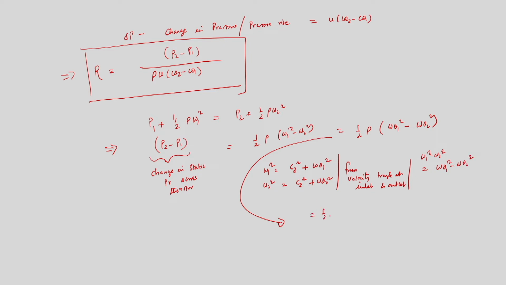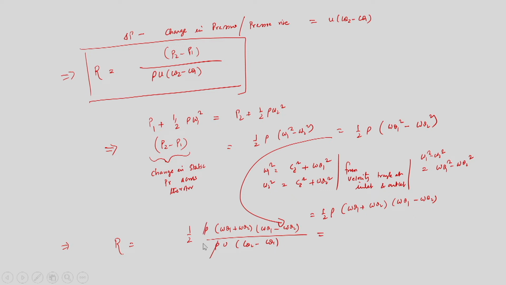So, that will be equal to half rho into (W theta 1 plus W theta 2) into (W theta 1 minus W theta 2). Therefore, the degree of reaction, P2 minus P1, is equal to half rho into (W theta 1 plus W theta 2) into (W theta 1 minus W theta 2) divided by rho u into (c theta 2 minus c theta 1).